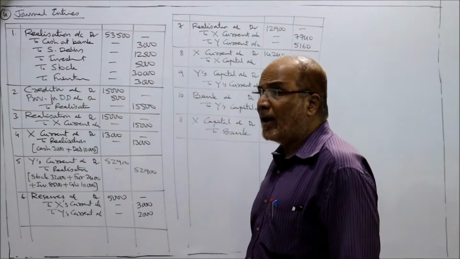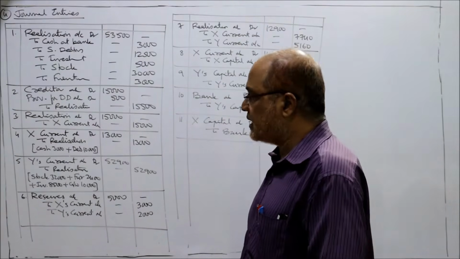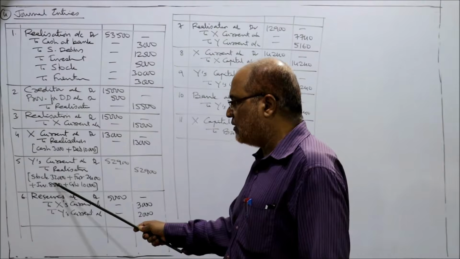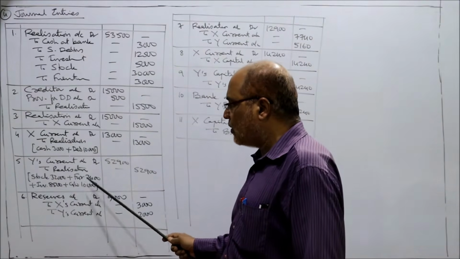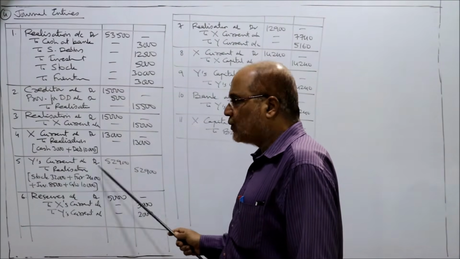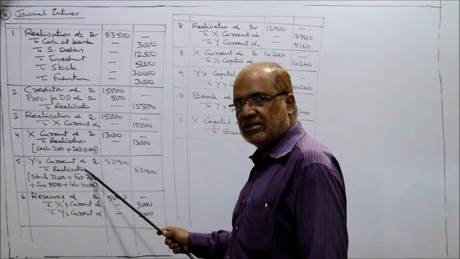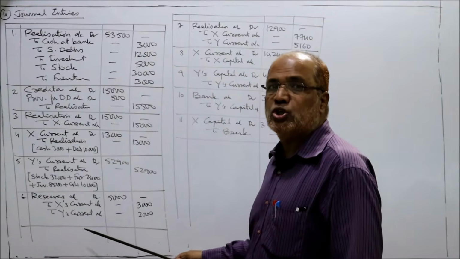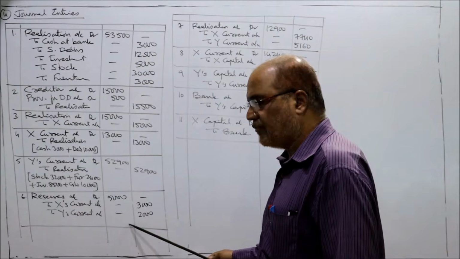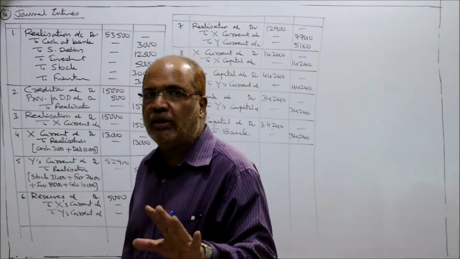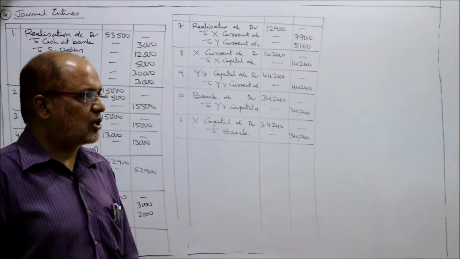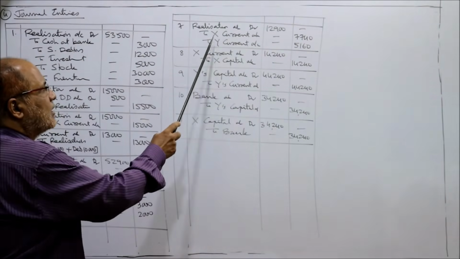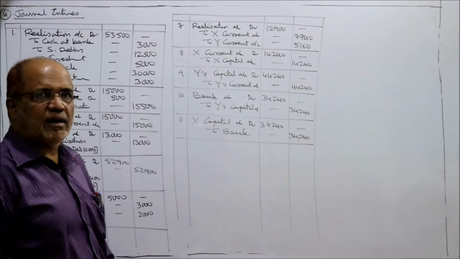Then Y has taken over four assets: stock, furniture, investment and goodwill. The total of these four is 52,900. So Y's current account debit to realization. Now reserves are distributed between the partners in the old profit sharing ratio 3:2, that is 3/5 and 2/5, being the reserve transferred. Up to here we have discussed in the previous session. Now realization account debit to X's current account and Y's current account.